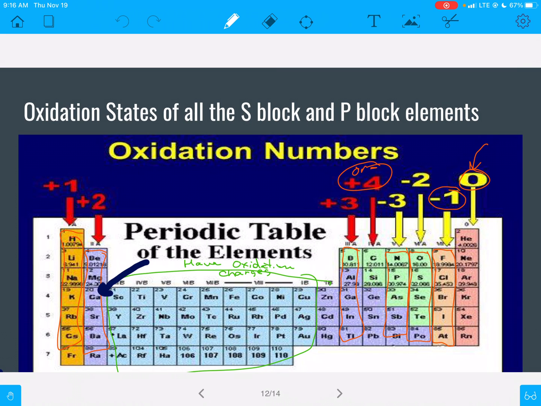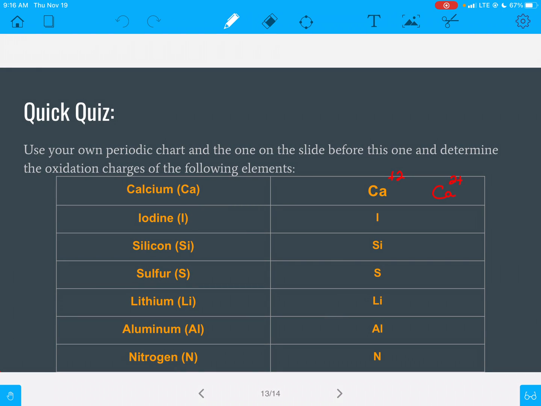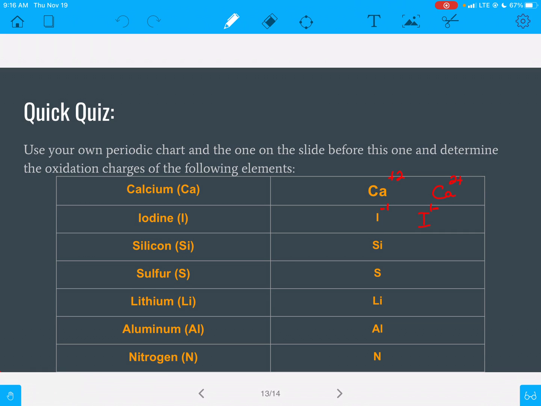On the next one, iodine. Iodine is clear over here. There's iodine, if you guys can see it. And it's in group 17, which means it has a -1 charge. So we write iodine with a -1 charge. Or you can write it like this with a 1 minus charge. Okay? So let's go to silicon. Silicon is right here. There it is. Silicon's in group 4. Uh-oh, what's this going to be? Well, it could be a +4, or it could be silicon with a -4. Okay? It could be either way.